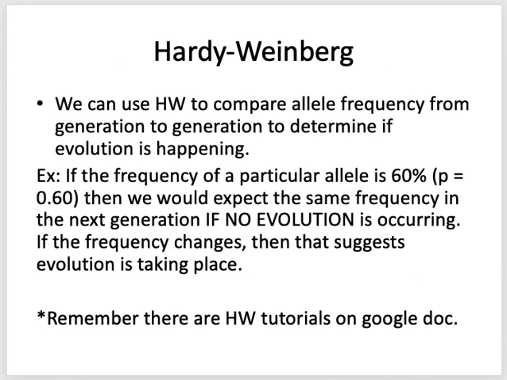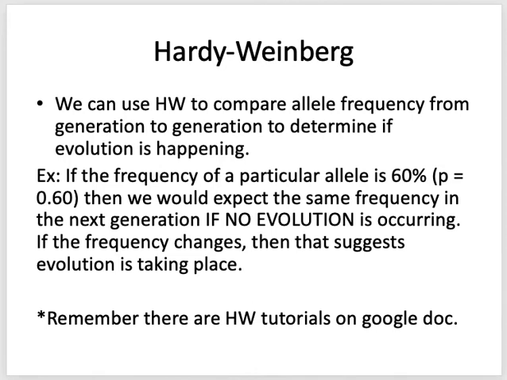So, another big thing about the Hardy Weinberg that sometimes students lose sight of is, why do we care? Like, why do we want to be able to do the Hardy Weinberg equation on a population? And the reason why is because we can use the Hardy Weinberg equation to compare allele frequency from one generation of a population to the next generation or 5 generations later of a population to determine if evolution is happening within that population.